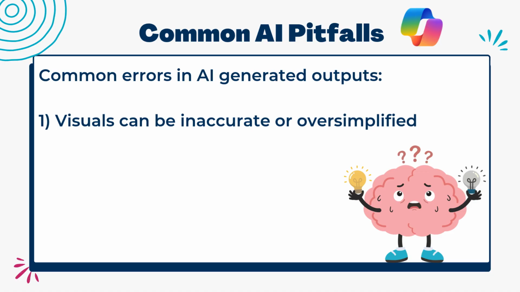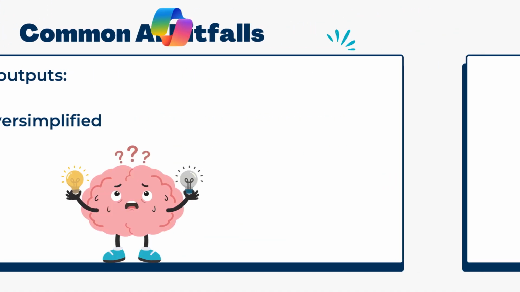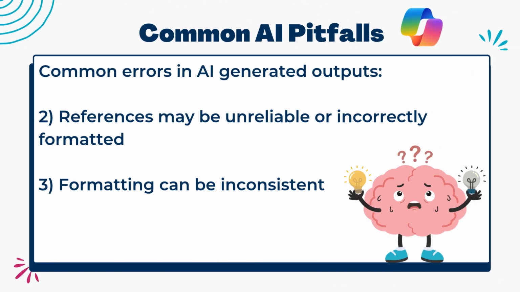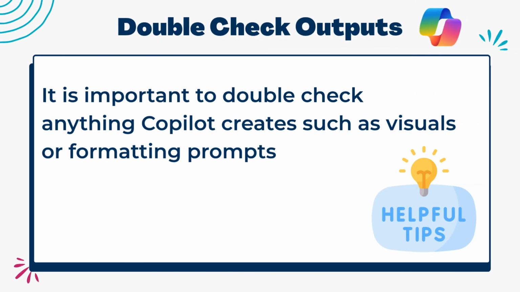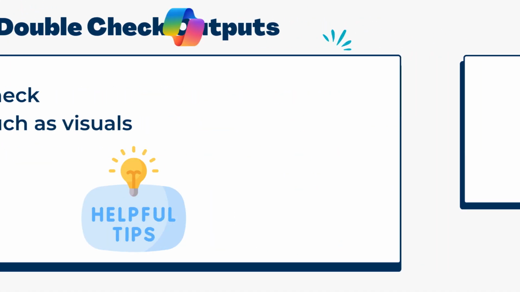Visuals can be inaccurate or overly simplified. Copilot is able to generate diagrams or mind maps, however, they may be structured poorly and lack important details. References may be unreliable or incorrectly formatted. Copilot might create incorrect information and produce errors, such as missing use of italics. Formatting can be inconsistent. It's important to double-check anything Copilot creates, especially if that involves visuals or formatting prompts.